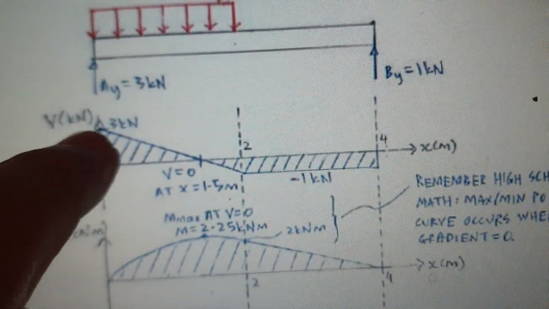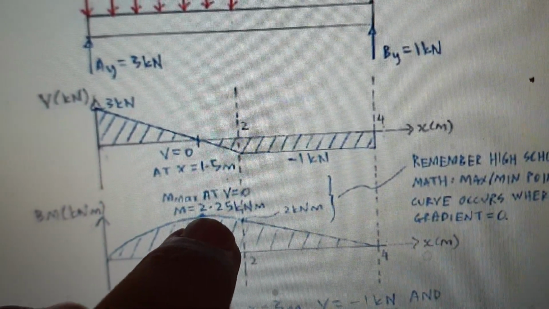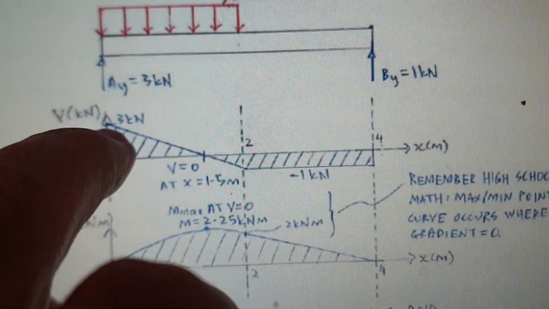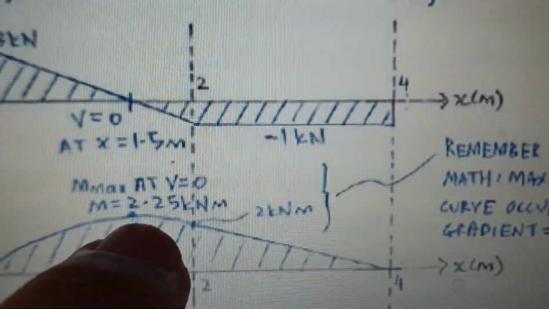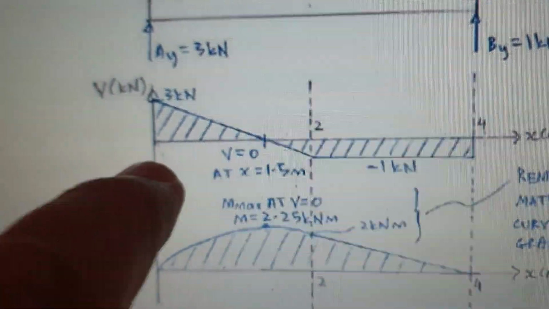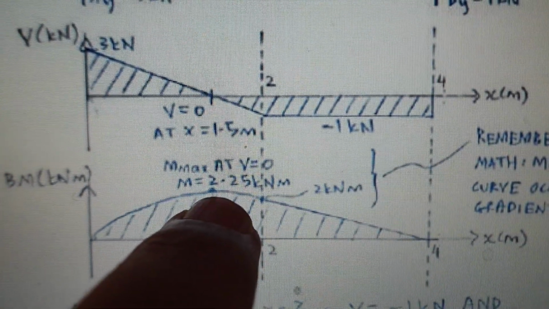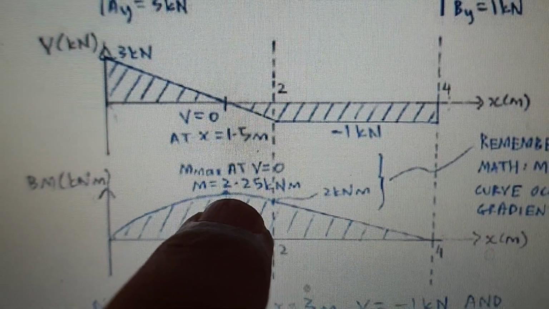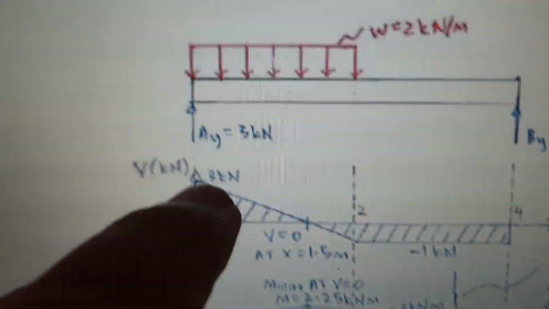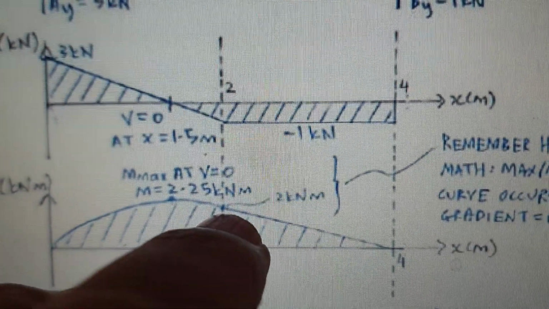So we could find the area under this to find out the maximum. Like 1/2 times 3 is 1.5. 1.5 times 1.5, that's going to give you 2.25. But we could find out this 1.5, if you plug it into this equation, you could get 2.25 kilonewton meter. And this is at 1.5. For 2, you could just plug it in here. You could find the moment here, which is 2 kilonewton meter.